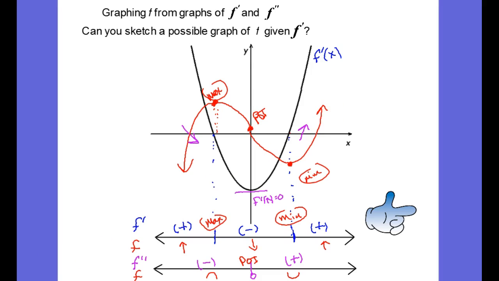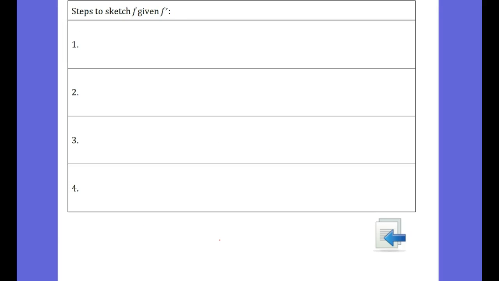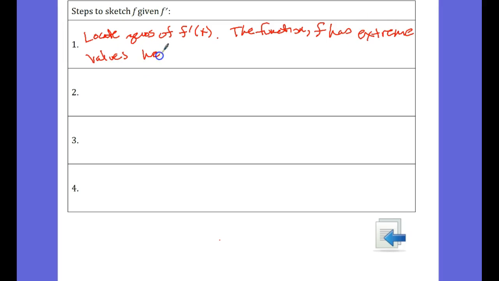What are the steps for this? All right, well, let's see what we did. So the first thing that we did was locate the zeros of f prime of x. Okay, so wherever that graph crosses the x-axis, those are the zeros of f prime of x. And the function f has extreme values here. So we don't know if they're minima or maxima until we find out if the function is increasing or decreasing and where.